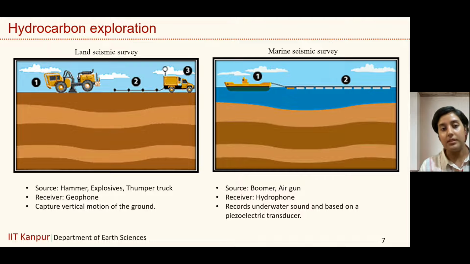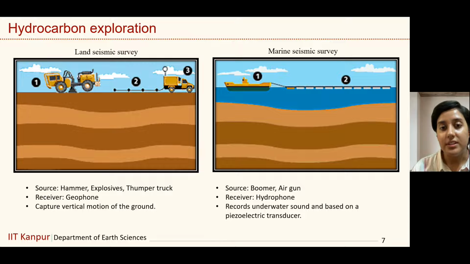So in this reflection survey, we generally try to capture the vertical motion of the ground, because, as I mentioned, P waves travel, sorry, because we don't want to capture the surface wave response. So we generally consider to map the vertical motion of the ground.